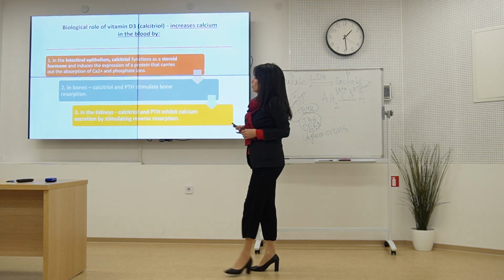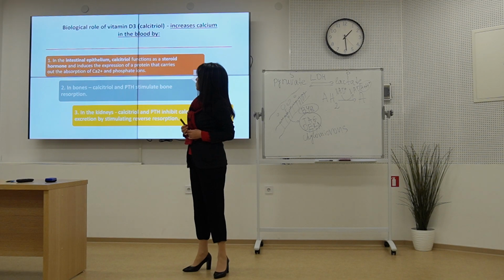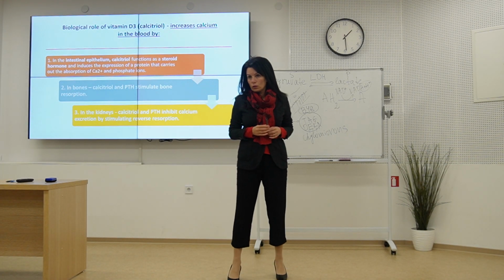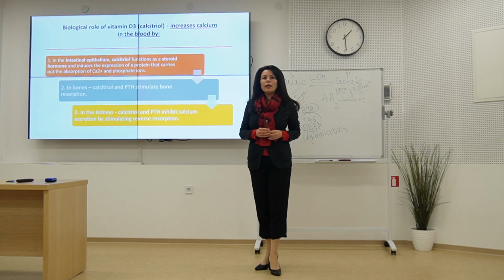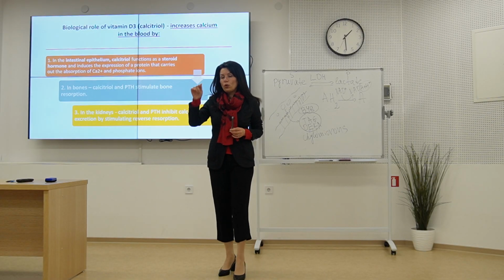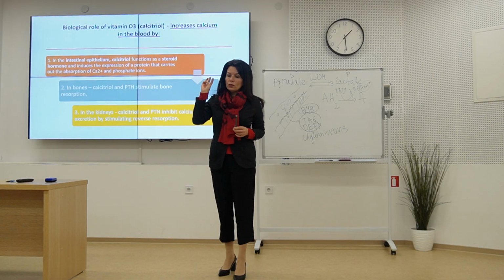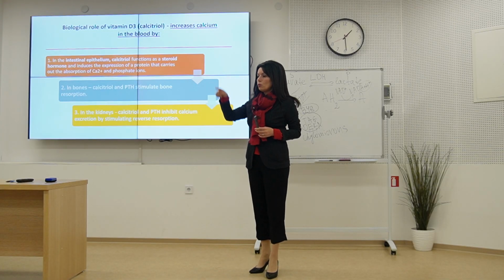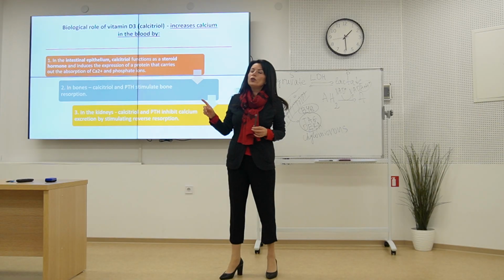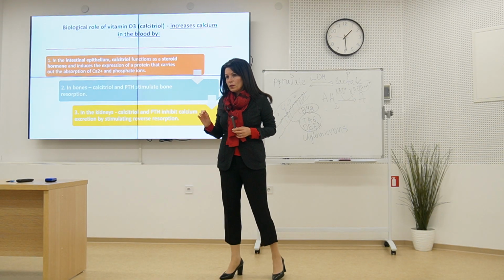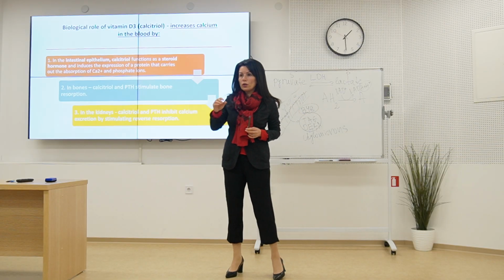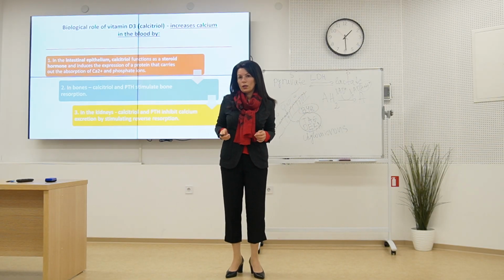Actually, students, there are 2 more hormones which are used for calcium metabolism. The first one is called parathyroid hormone, which has the same action as D3, increasing calcium in the blood. It is formed by parathyroid glands. And the third one is called calcitonin, formed by thyroid glands. The action of calcitonin is to decrease calcium in the blood.